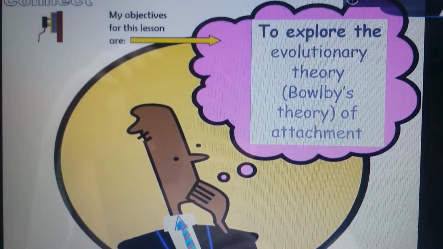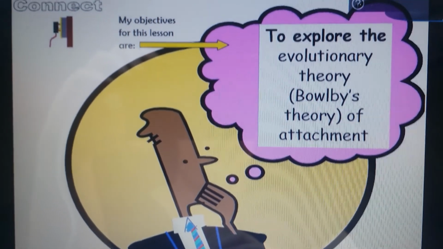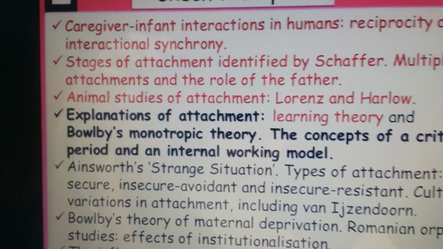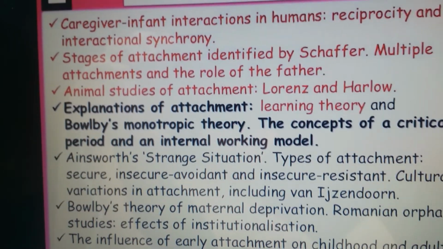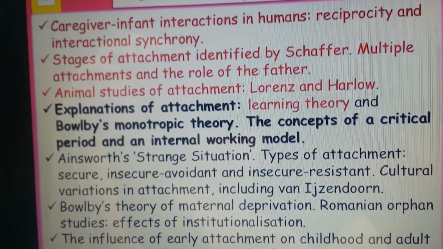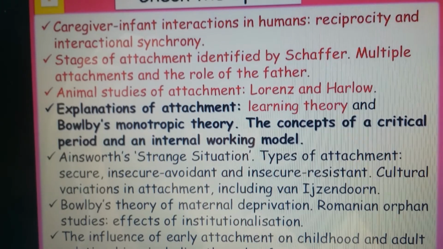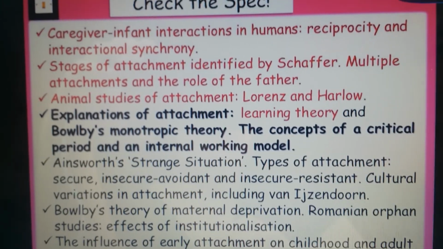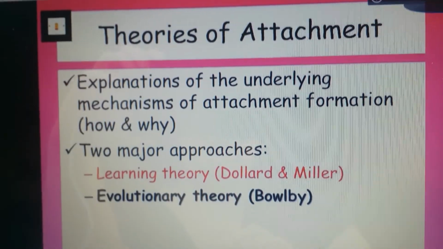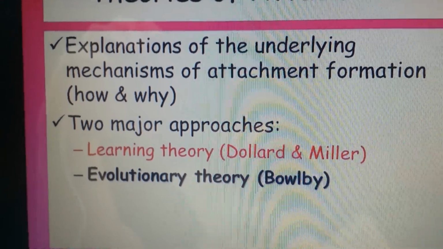This is a lesson to look at Bowlby's Evolutionary Theory of Attachment for Paper 1. In the specification, this is under Explanations of Attachment. You are required to know two explanations of attachment, the learning theory on a previous video and Bowlby's monotropic theory or evolutionary theory. Within this theory, you need to be aware of the concepts of a critical period and the internal working model. So, you need to understand how an attachment forms and why.